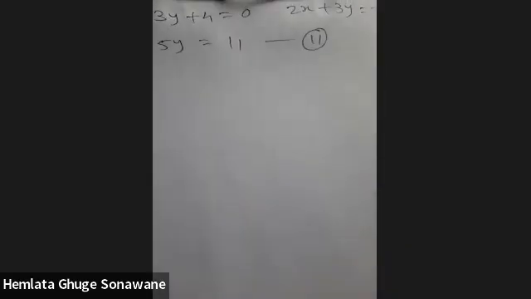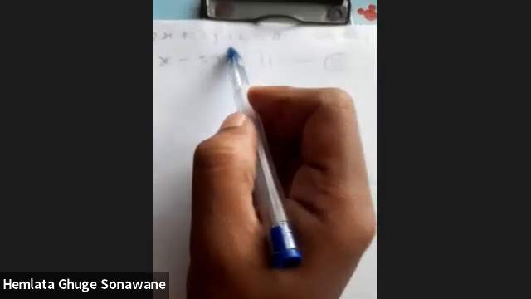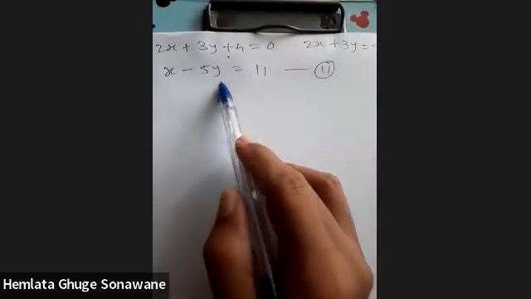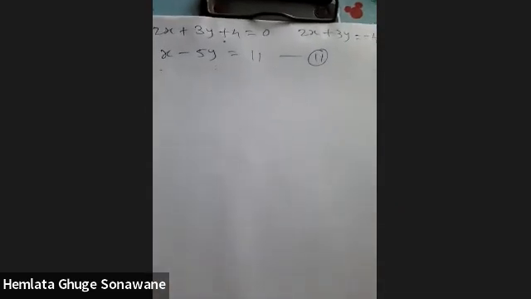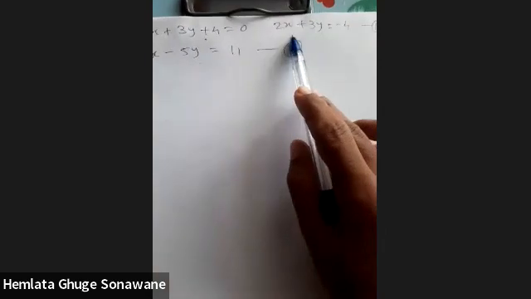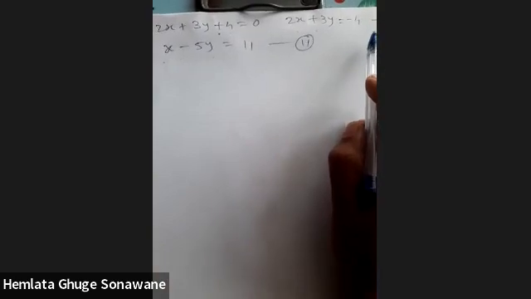We'll take the next example, the fifth one. 2x plus 3y plus 4 is equal to 0. This is equation number 1. And x minus 5y is equal to 11. That is equation number 2. Now here we can write this equation as 2x plus 3y is equal to minus 4. This is our equation number 1.